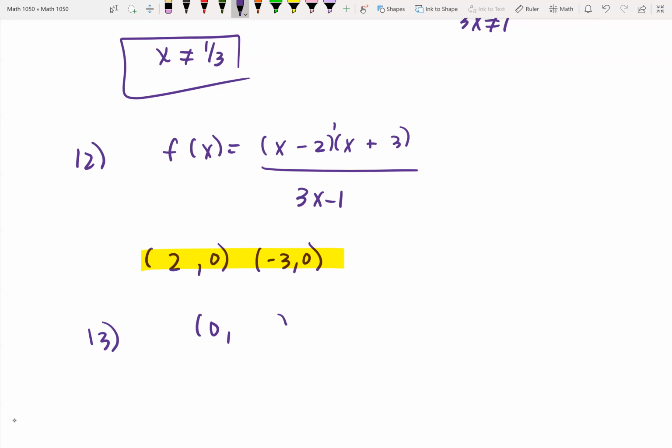Number 13, find the y-intercept. You let the x be a 0. For sure, it's easier to let x be a 0 in the non-factored version, because look, guys, anything that has an x just goes away. So it's a negative 6 over negative 1, which is positive 6.